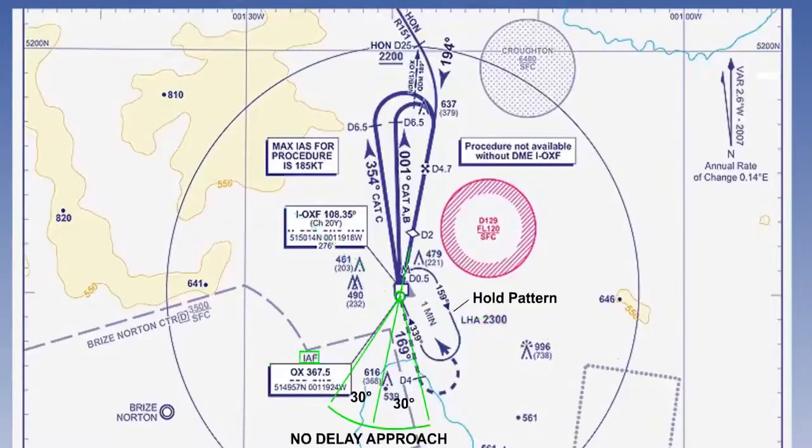The initial approach fix, labelled IAF on the chart, marks the start of the procedure. Unless the IAF is approached from within 30 degrees either side of the centreline, the aircraft would first have to go into the hold pattern and could not adopt the no delay approach. If the approach involves a procedure turn, as on the Oxford plate, the initial approach fix will be an NDB, as in Oxford, or a VOR.